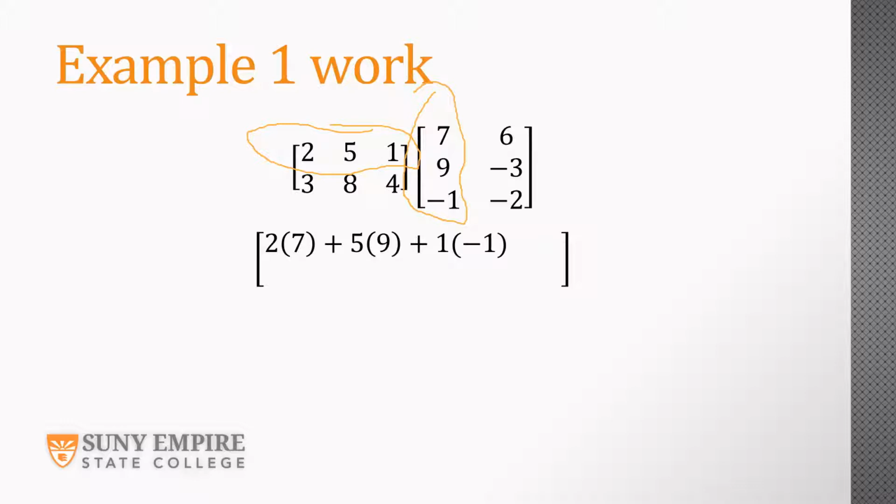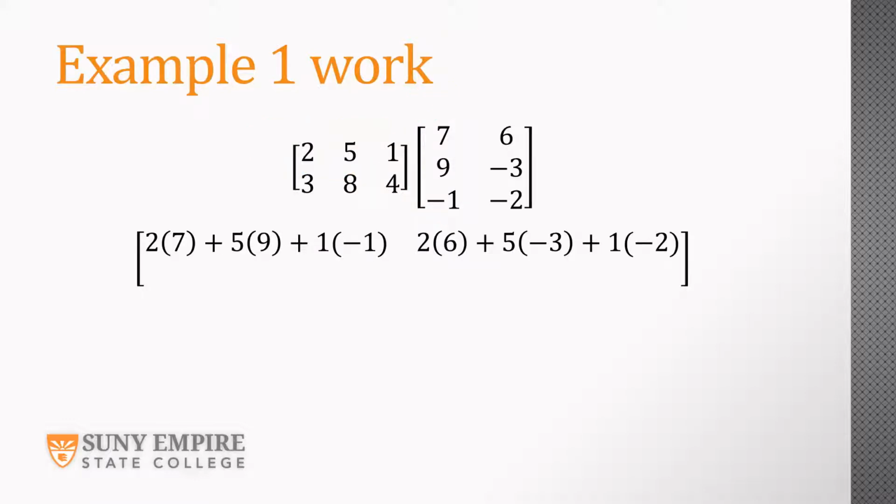We multiply the first entry in the row by the first entry in the column, the second item in the row by the second thing in the column, and so on. So we have 2 times 7 plus 5 times 9 plus 1 times -1. If we want to fill the top row right column position, we multiply the top row of A through the right column of matrix B and add. We have 2 times 6 plus 5 times -3 plus 1 times -2.